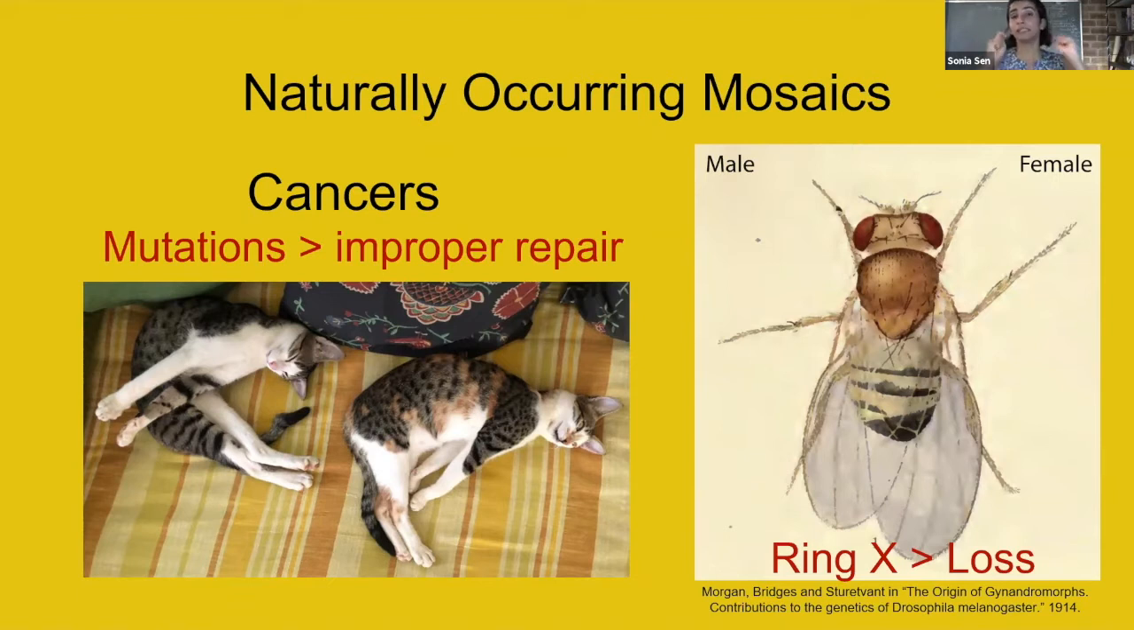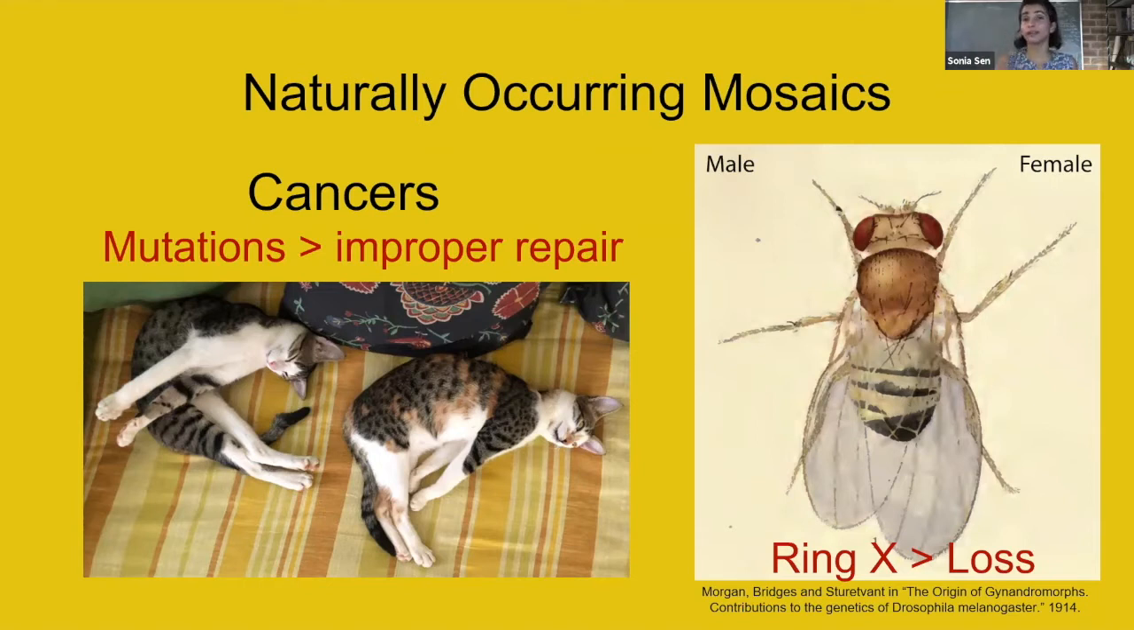Now, if this happens early enough, so imagine when the zygote is 1 cell and a ring X happens, then when it's dividing into 2 cells, if it happens at that stage, then one of those cells has lost the X chromosome. And so now everything that comes out of that 1 cell, one side of the organism becomes male versus the other becomes female. This loss can happen anywhere. And in those cases, you won't see a bilateral male-female difference. You'll see patches.